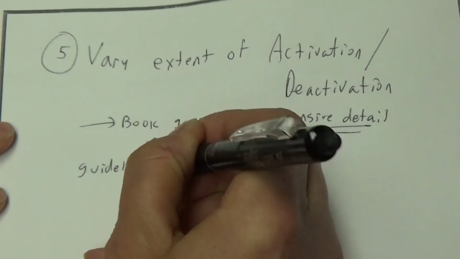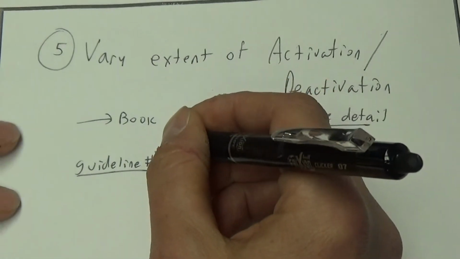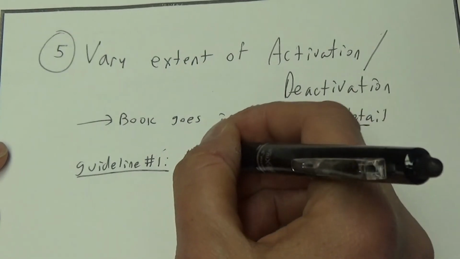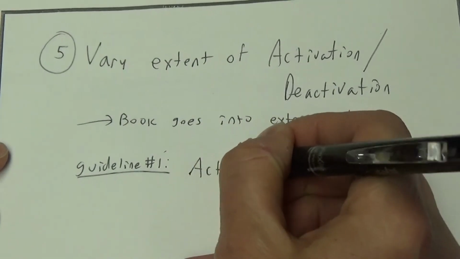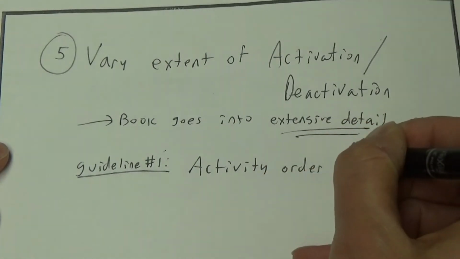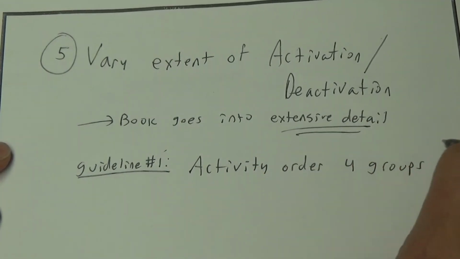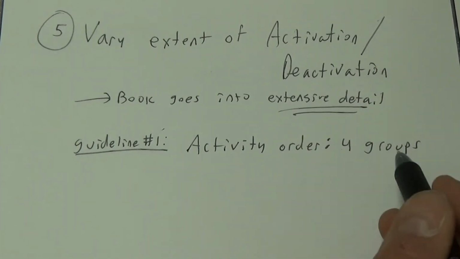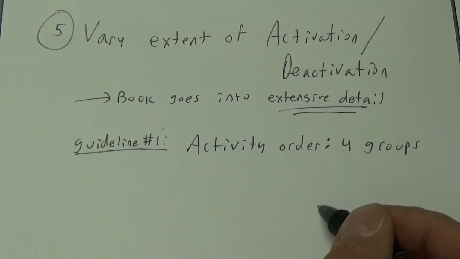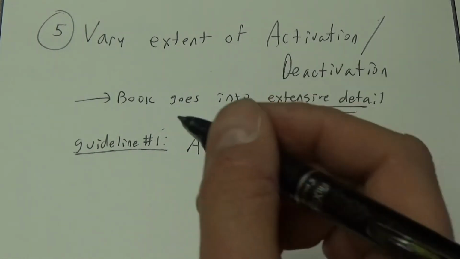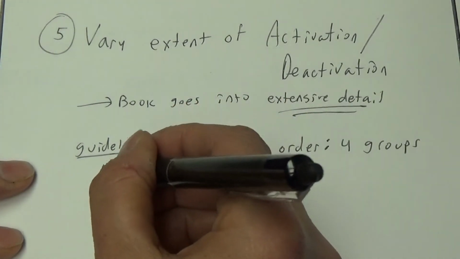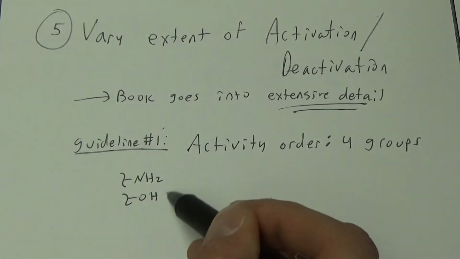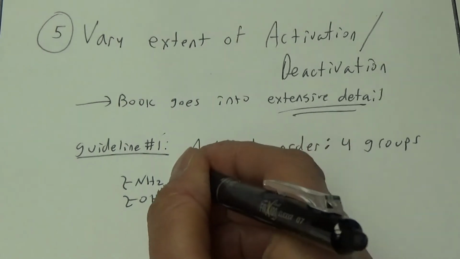Okay, that said, there's a couple of guidelines or tricks. Guideline number 1. The first thing to know is that we have 4 groups of activity order. What does that mean? Some substituents or groups are going to be more active than others, and the way we define this is this way. So there's 4 groups. The first group is the most reactive: NH2, OH. These guys are super, super, super active. We'll see how that applies in a little bit.